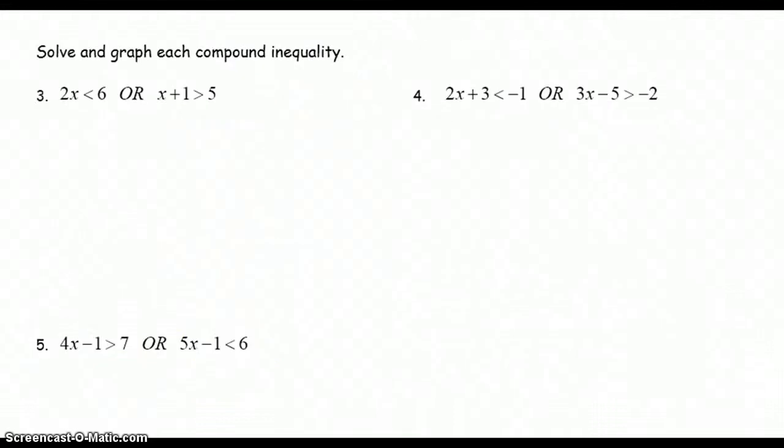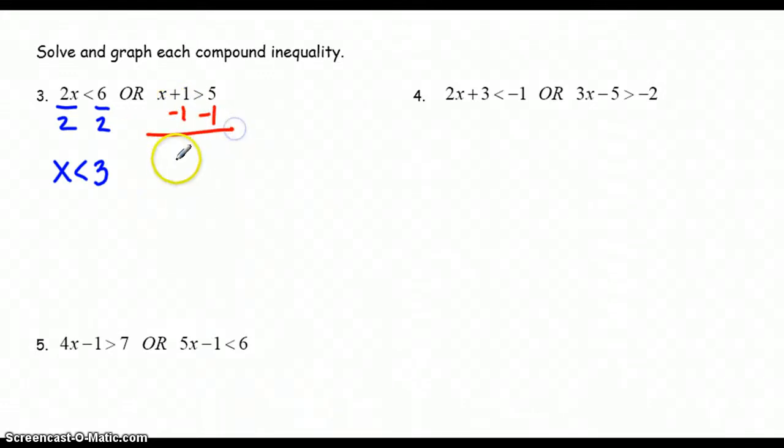All right, what's next? Solve and graph each compound inequality. With OR inequalities, it's pretty basic. You just have two separate inequalities to solve. So let's go ahead and do them. Number 3, to solve the inequality on the left, we're going to divide both sides by 2, and we get that x is less than 3. Now if I look at the problem on the right, we're going to subtract 1 from both sides, and we get x is greater than 4.